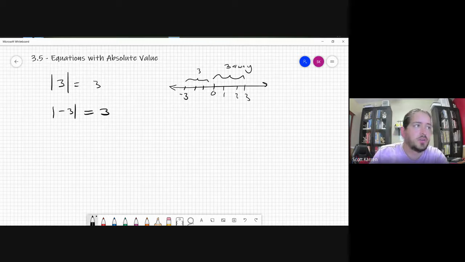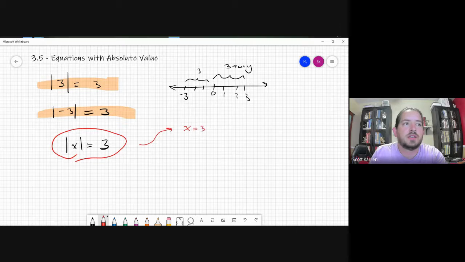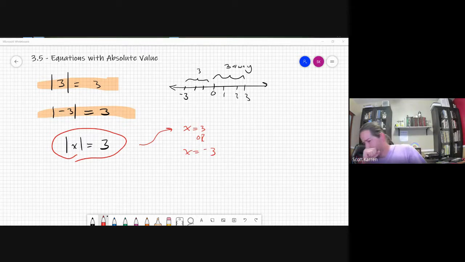So if I had an equation with an unknown number in there, and the absolute value of it is 3, there's 2 options. The absolute value of 3 is 3, but the absolute value of -3 is also 3. So if the absolute value of x is 3, then I have those 2 possibilities. Either x is 3 or x is -3.